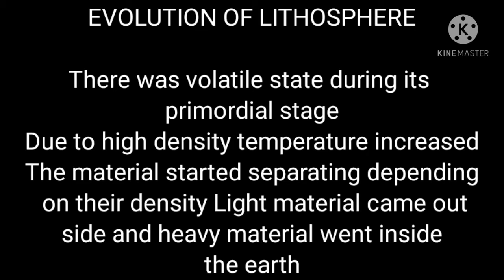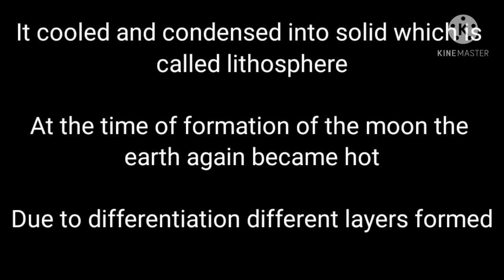Here the material cooled and condensed into a solid which is called the lithosphere, or the first layer of our earth, in which the human beings are surviving. At the time of formation of the moon, the earth again became hot and due to the heating, the metals which were in the inner layer of the earth started to melt, due to which the differentiation and the different layers were formed inside our earth.